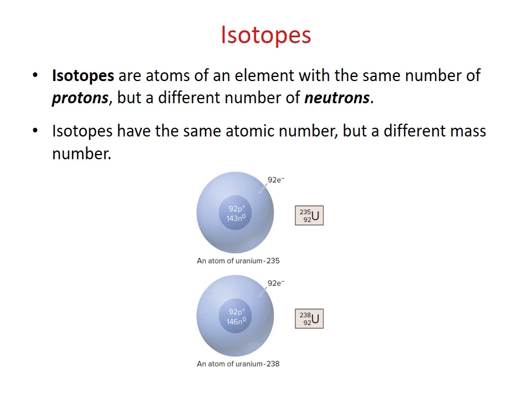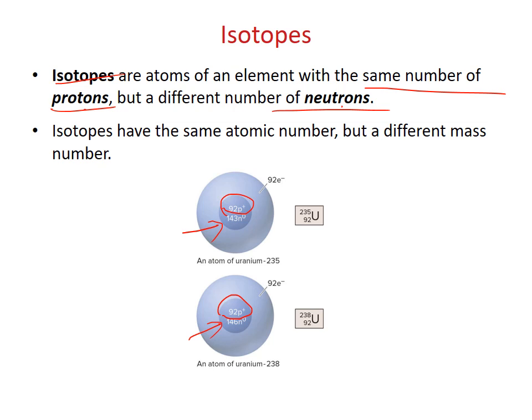Isotopes are atoms of an element with the same number of protons but different numbers of neutrons. Same proton, different neutron are isotopes. For example, uranium has proton number 92, but the neutron number can be 143 or 146.